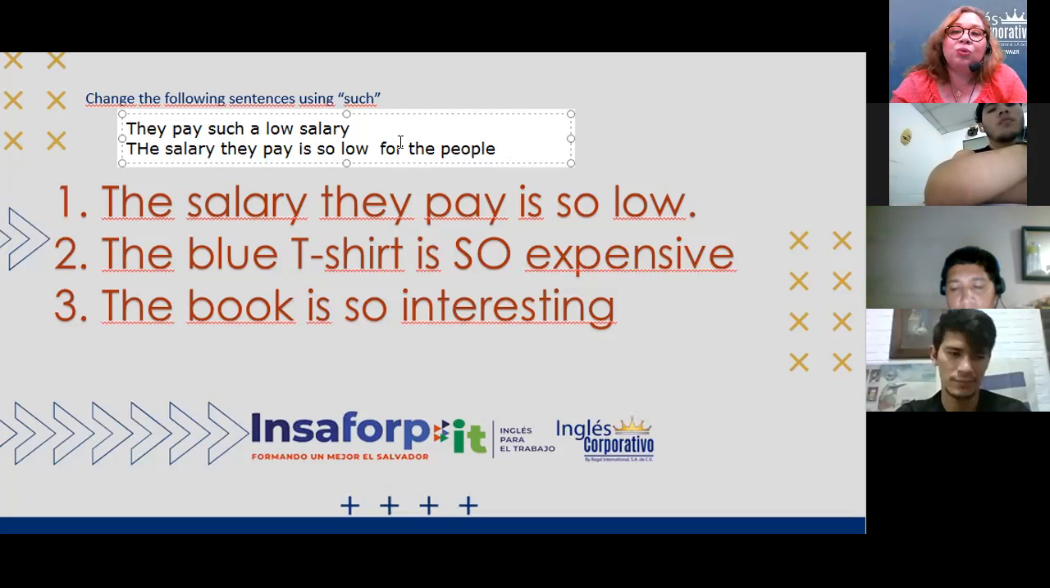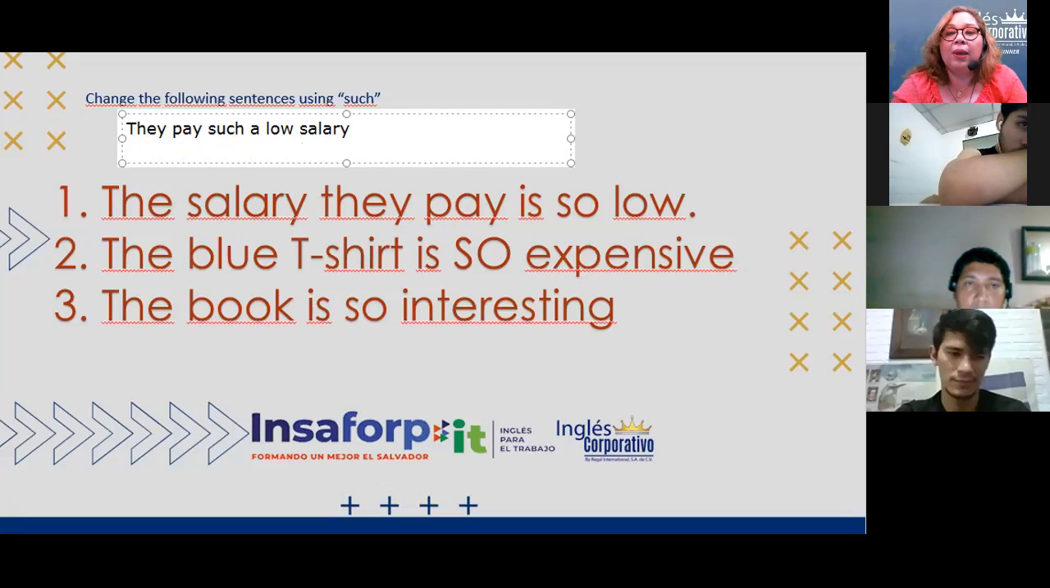Entonces, en esto ya viene siendo, ¿verdad? Un objeto directo o algo así. Algo similar a eso. Está recibiendo la acción, ¿verdad? De pagar. Entonces, siempre se queda así como so porque no tiene ningún nombre, ¿ok? No tiene ningún nombre que se refiera al salario. Aquí tenemos el salario y aquí tenemos la paga, ¿ok? Entonces, no se puede de esa manera tampoco, Edwin, ¿ok? Quedaría igual, so low, ¿ok? Pero esta forma que ya armamos acá con Silvio y con todos ustedes, estamos bien, ¿ok? They pay such a low salary.